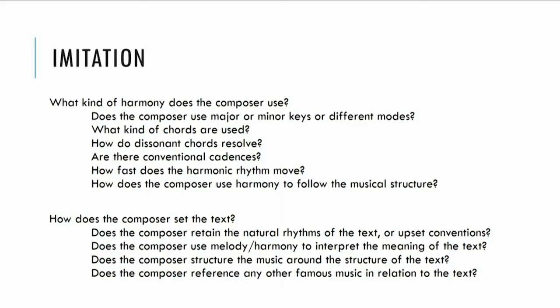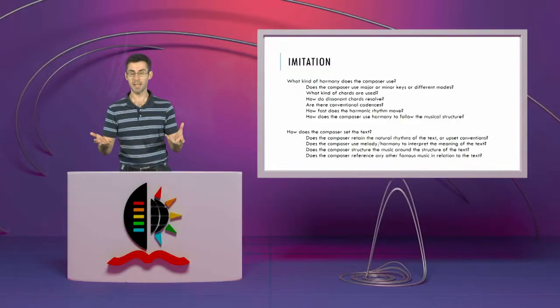Then you might want to say, does the composer use melody or harmony to interpret the meaning of the text? This is sometimes called text painting. It's using music to highlight particular meanings. So I'll give you an example. Perhaps the text is about pain or suffering.